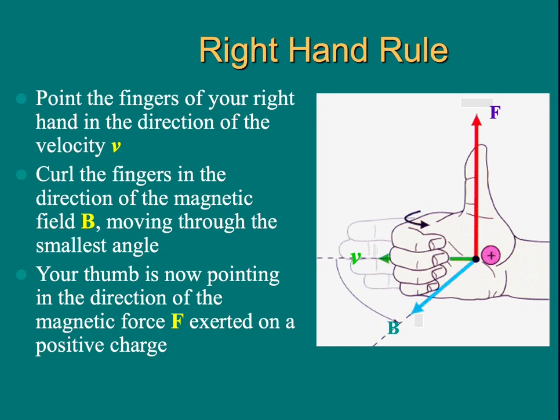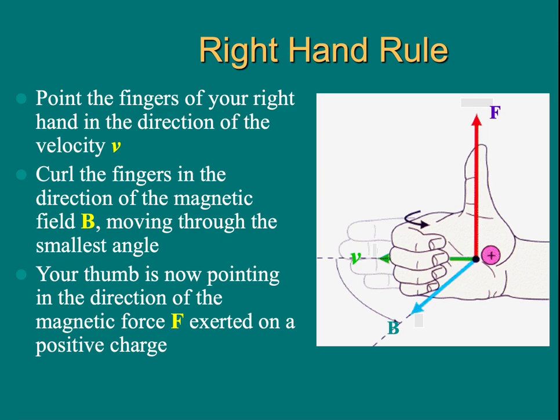The direction of magnetic force is always perpendicular to both the velocity of the particle and the direction of the magnetic field. In this example, there are two possible directions that are perpendicular to both V and B, which is up and down. So we need to have a way to decide which is the direction of the magnetic force if we know the direction of V of the particle and B of the magnetic field.